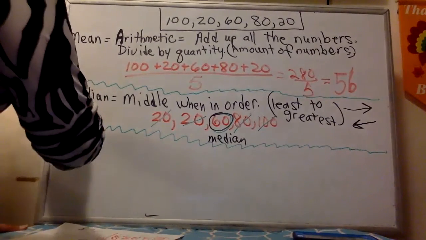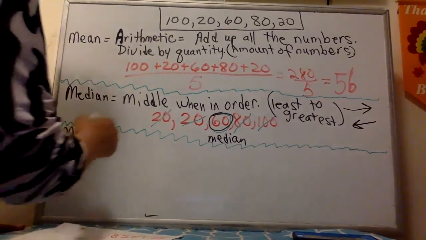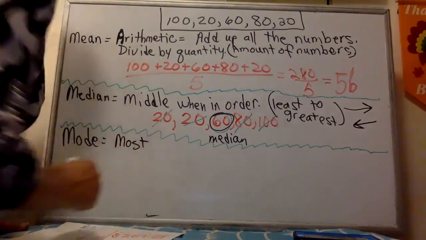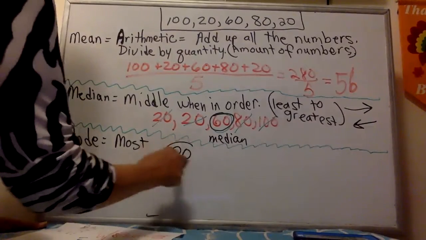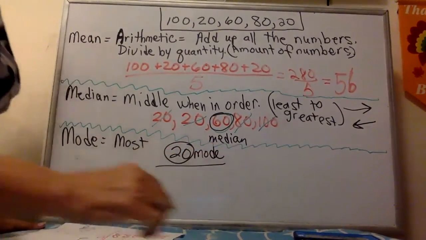Okay, the mode is simply the one that shows up the most. And in this case, we know that 20 is the mode because we have two 20s, more than any other number.